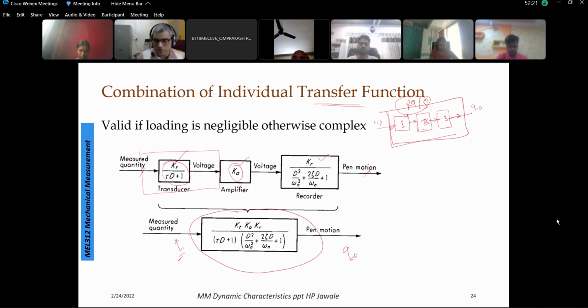This is workable, and represents the transfer function of the system faithfully, only if there is no loading or negligible loading. I think we have discussed this a number of times. If there is no change in the input quantity because of the loading effect, then only can you understand that the signals fairly represent the true input.